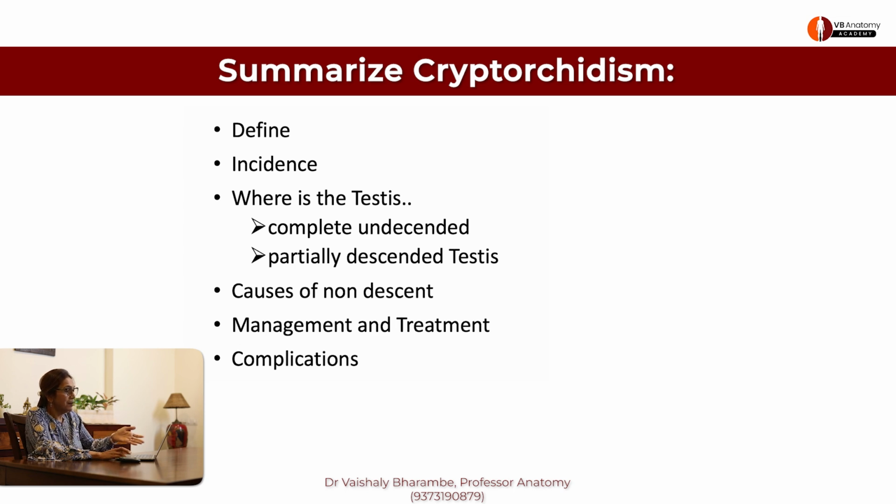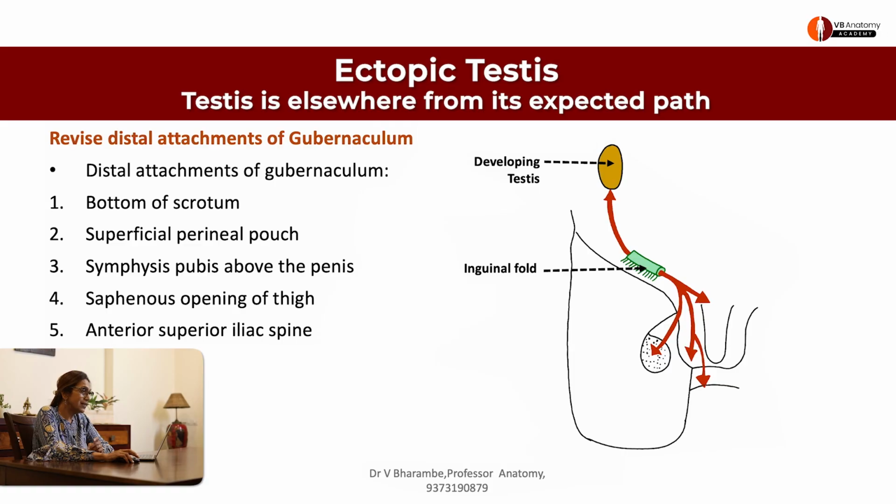So now this image here summarizes how you will write a note on cryptorchidism. Please pause the video here and write down these points. Meanwhile, I'll move on to if the testis is not along the path of descent, then where shall I find it? So for this, again quickly revise the various tails of Lockwood, various attachments of gubernaculum.